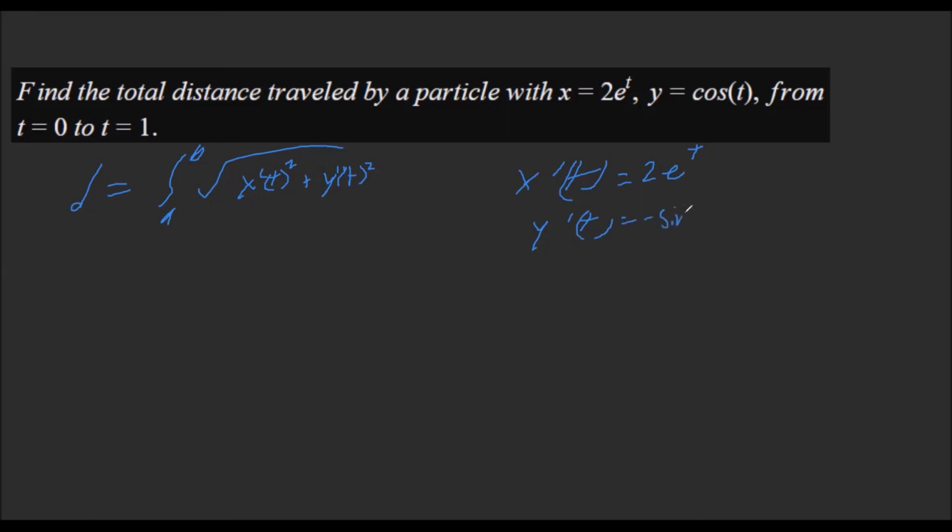Now, I don't really feel like actually simplifying this, because obviously it's going to require a calculator. So let's just do this to the best of our ability. Let's say the total distance represented by d is equal to the integral from 0 to 1 of the square root of 4 e to the 2t plus sine squared of t. And that is our final answer. Well, not final. It could be simplified more, but this is good for now.